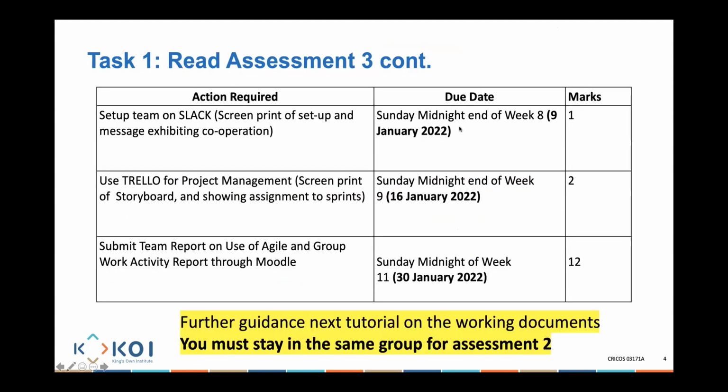Your tasks are due like the following. On Sunday midnight, 9th of January, we have a 1 mark, which is Slack, which the majority of you should have already done, and you should already be receiving an easy mark for that. Then we need to set up Trello, which is really the board where you'll be putting all of these user stories that I was just explaining to you earlier. And I'll show you some boards and some discussion about that very shortly. And finally, you will submit a team report on the use of Agile and group work activity, which is really the whole report, which is due on the 30th of January towards the end of the session.